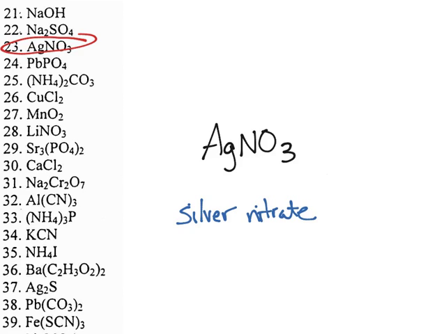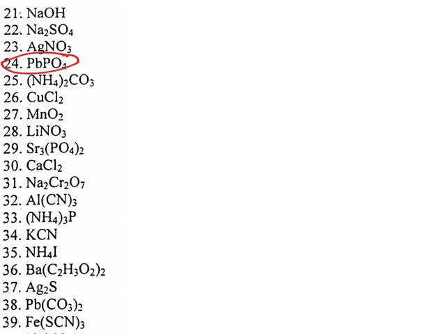Let's look at the next one, PbPO4. Actually, I don't like that one because that one doesn't really make sense in life. So I'm going to pick a different one. I'm going to do MnO2. If I look at Mn on the periodic table, it is a transition metal. It is not one that I know the charge of. It has more than 1 charge.